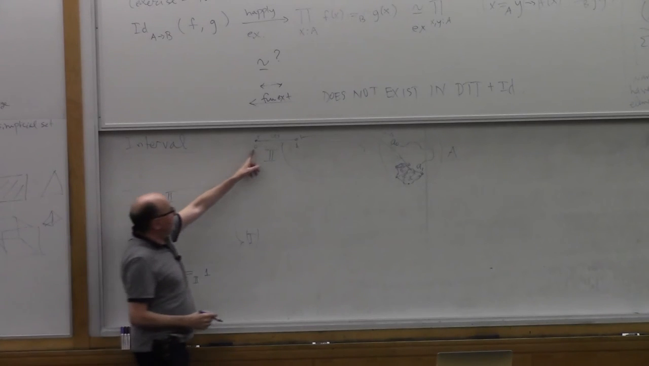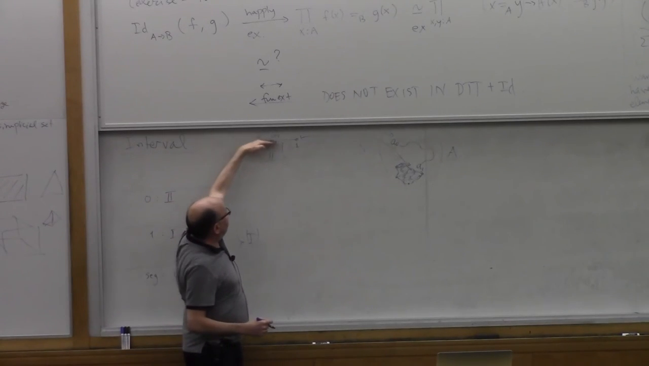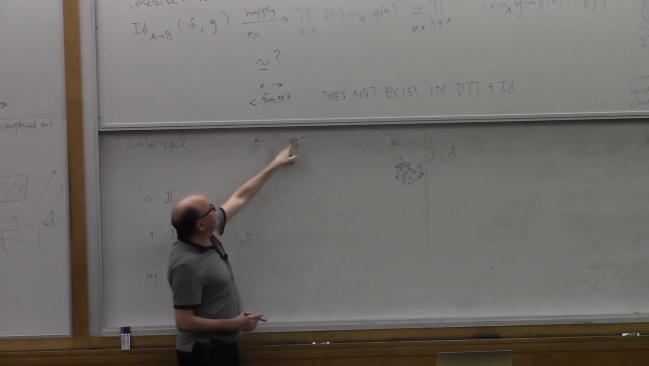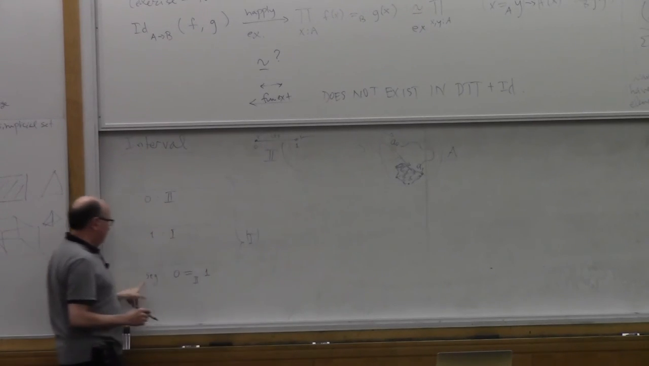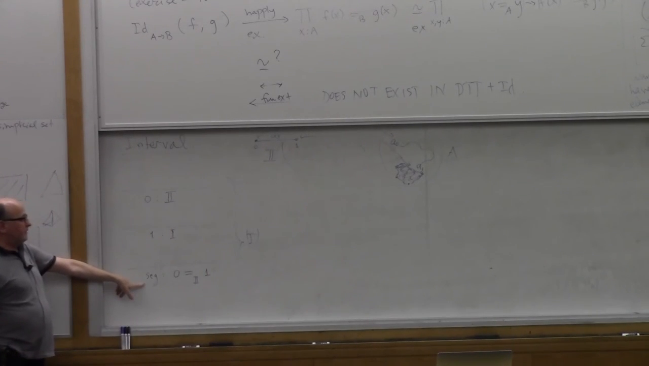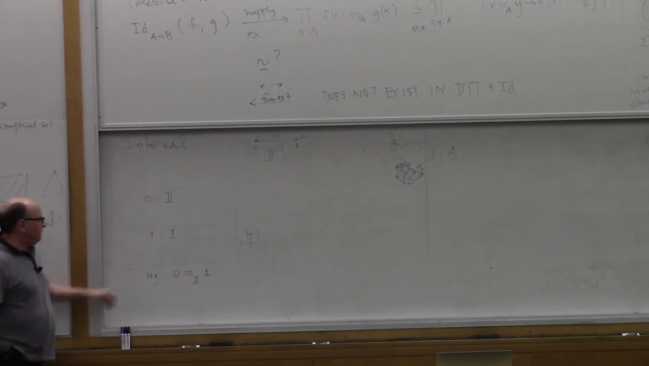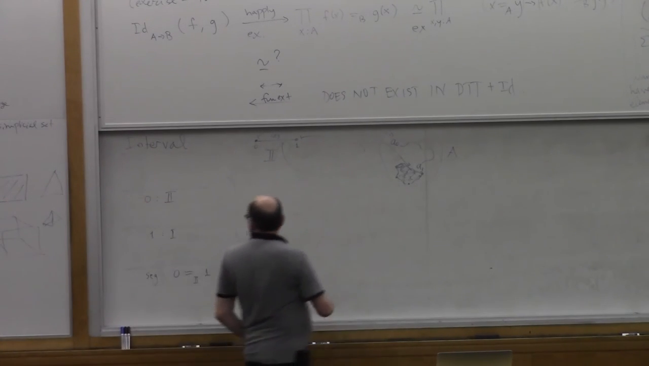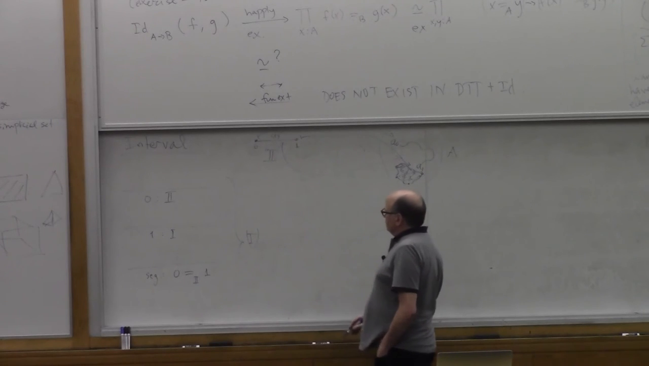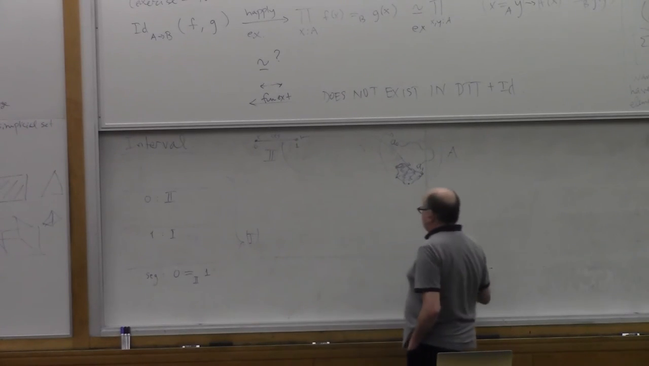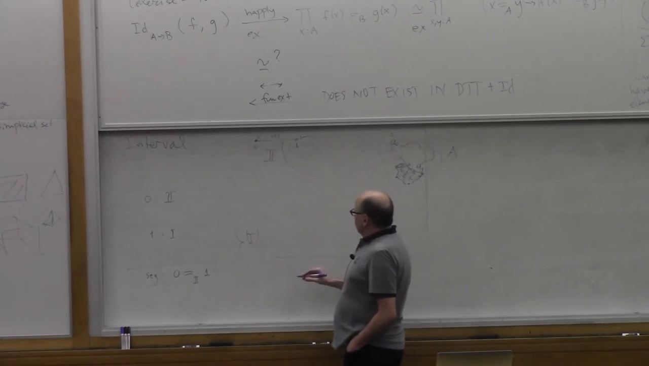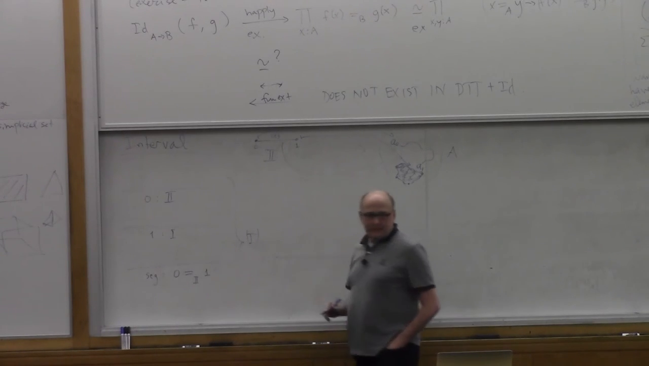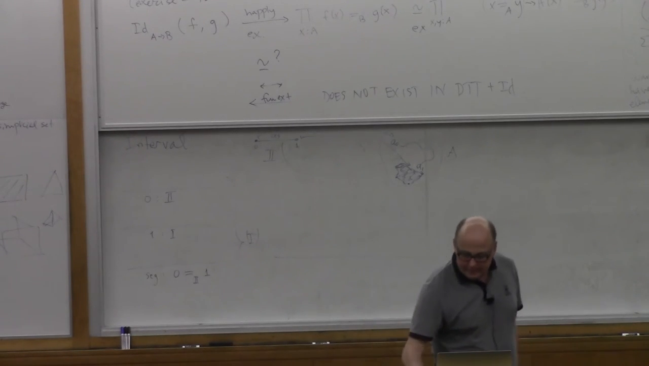What I said here: we've got a left endpoint, a right endpoint, and an identification of those two endpoints, which is called the segment. Okay, that's the definition. Now, what is the eliminator? Let me see how I wrote it down.